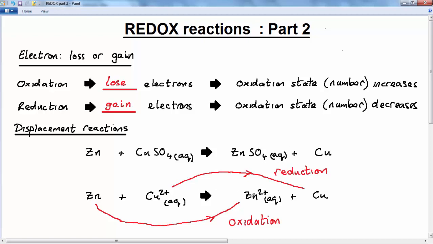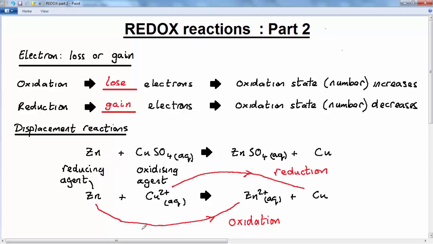Okay, and just going back to this ionization equation, what we can see is that the copper 2 plus ion is being reduced, so the zinc is acting as a reducing agent, while the zinc is being oxidized. It's having its oxidation number increased, so the aqueous copper 2 plus ion is acting as an oxidizing agent. And this is the case in all redox reactions. There is always oxidation taking place and reduction, and at the same time there's always a reducing agent and an oxidizing agent.